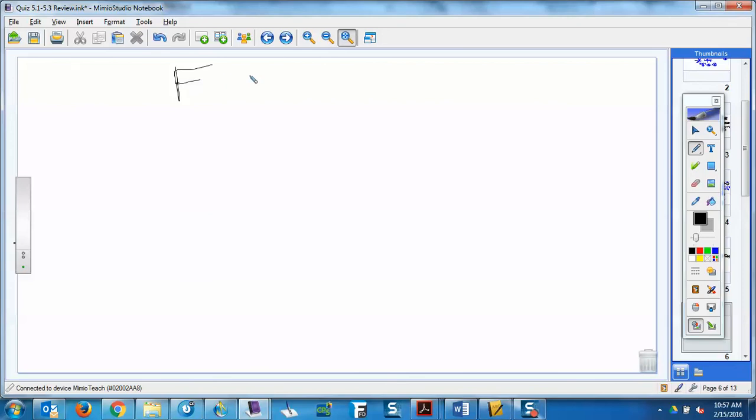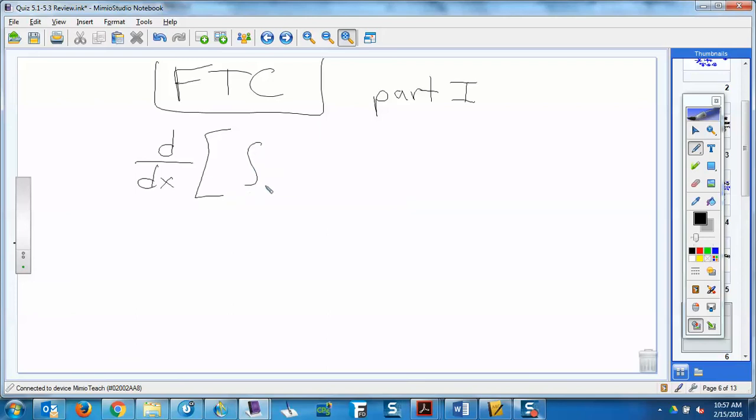Let's focus on fundamental theorem part 1. Because 48 and 49, would those be good ones to look at? 48 and 49. Okay? Those are questions that kind of deal with fundamental theorem part 1. Here's what fundamental theorem part 1 said. The derivative of the area function equals, can somebody tell me?